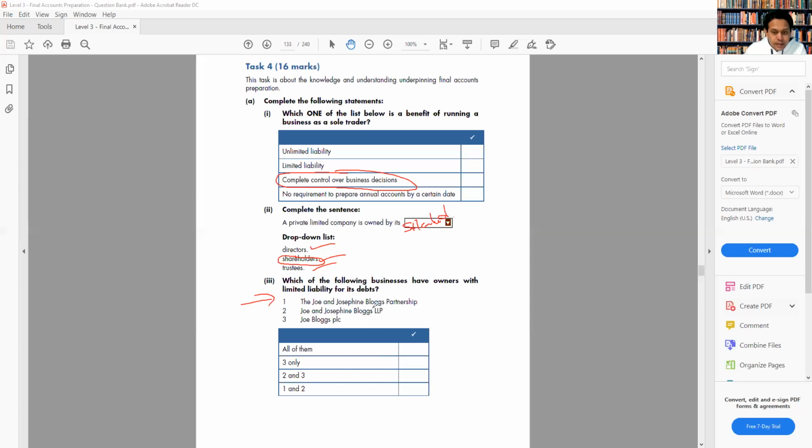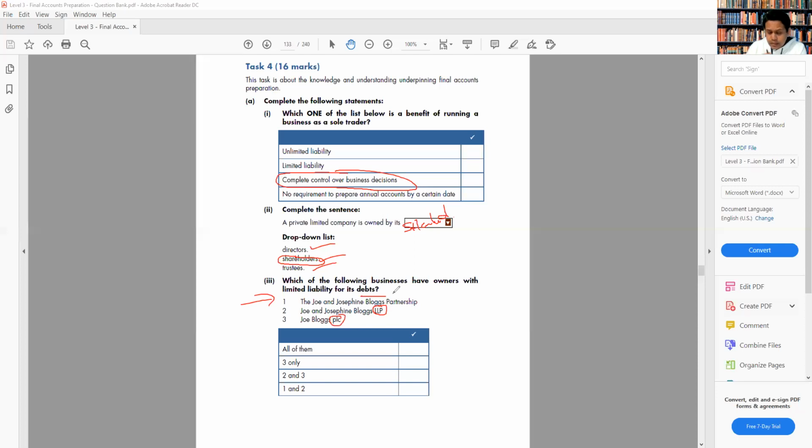And it says, which of the following businesses have an owner with limited liability for his debt? Joe and Joseph partnership, Joe and Joseph LLP, and the Joe Blogger PLC. So we know the partnership has two forms. One is the normal partnership, which has unlimited liability. But another one is the limited liability partnership, that is LLP, and PLC is a public limited company or private limited, whatever it is.